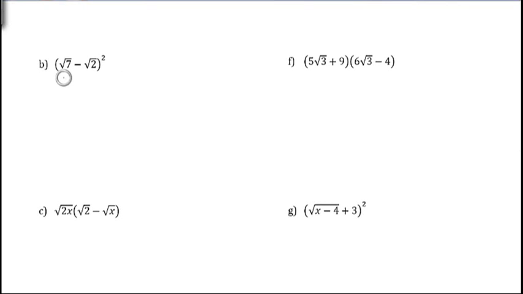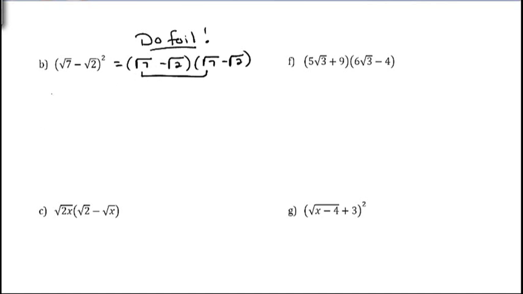Next, we have the quantity square root of 7 minus the square root of 2, and this is being squared. So remember, this means the square root of 7 minus the square root of 2 times itself, square root of 7 minus the square root of 2, and we have to do FOIL. Okay, so that's really important for you to remember. So we have the square root of 7 times the square root of 7 gives us 7.